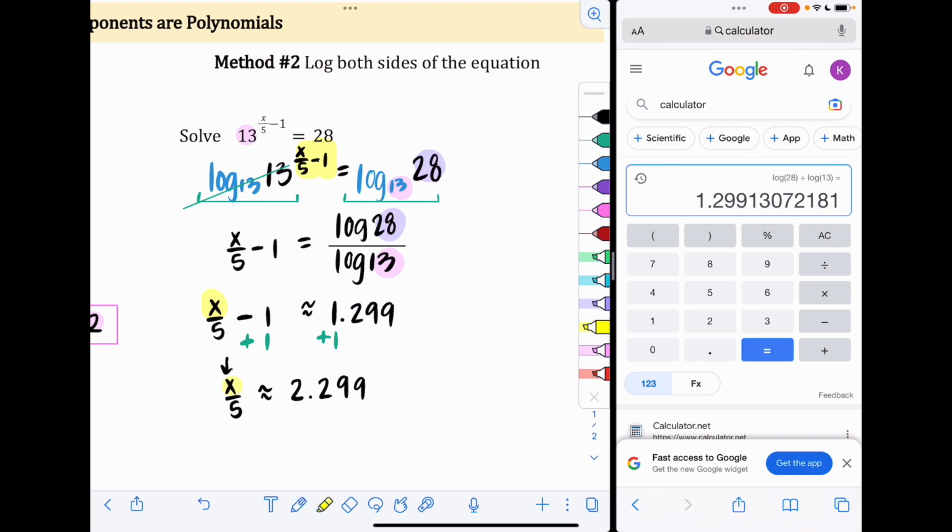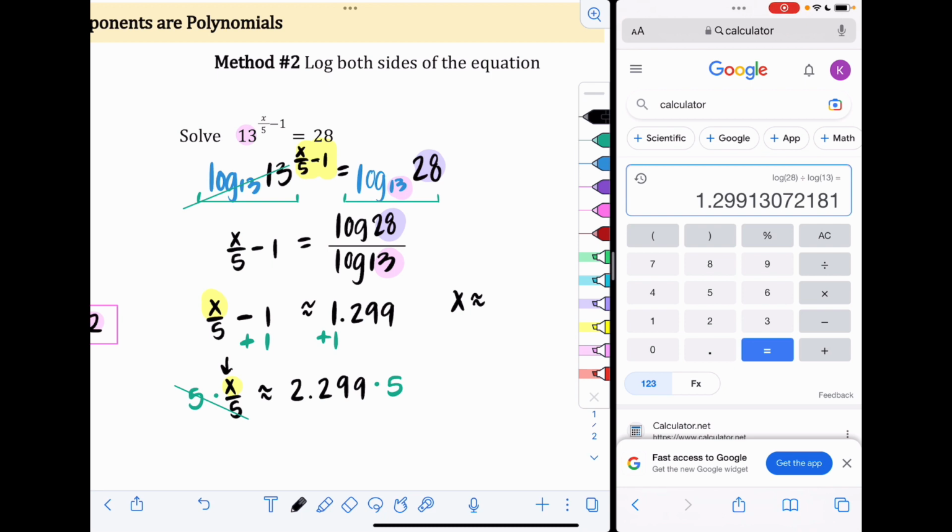And then same thing, goal is to get x by itself. Now I can go ahead and clear that 5. So x is being divided by 5. So to get rid of that, I would multiply both sides by 5. So multiplying by 5 and dividing by 5, those would cancel. And it would leave me with just x. And then now I can go ahead and multiply the 2.299 times 5. I can also just kind of keep it in the calculator if you prefer that. It'll end up being a more accurate answer.